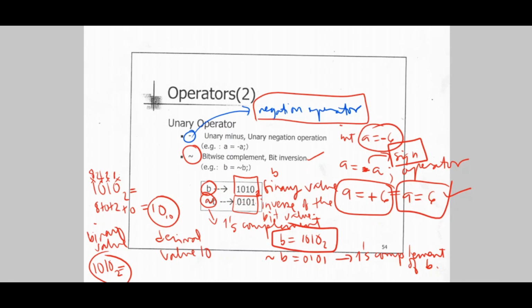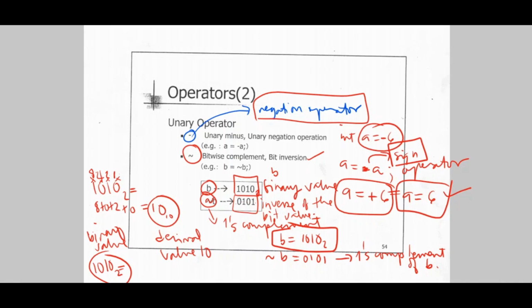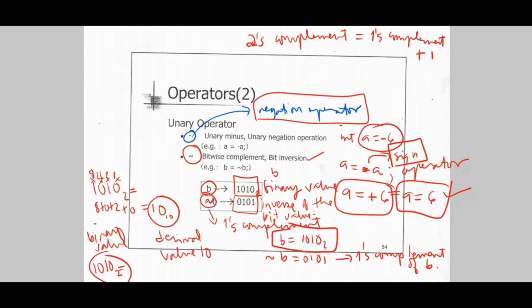To get the 2's complement is to simply add 1 to the 1's complement. So the 2's complement is simply equal to 1's complement plus 1. So this is 1's complement plus 1 to that. The result is 1 plus 1 is 0, carry 1. And 1 plus 0 is 1. And this is bring down 1, bring down 0. So this is the 2's complement of B.